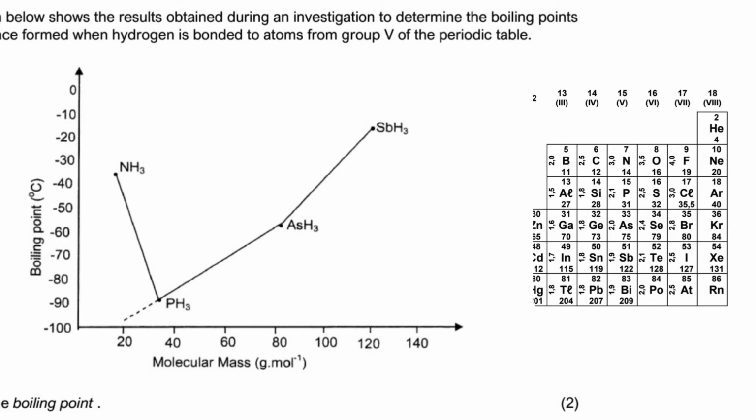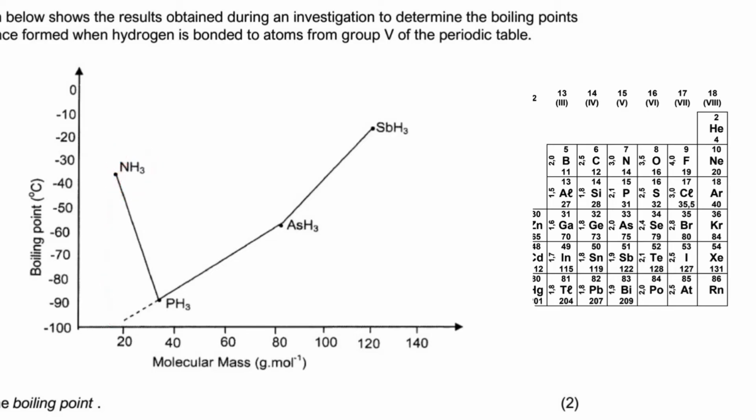Okay, guys, if you look at our graph here, it's boiling point versus the molecular mass, which is the size of these molecules. We can see from this graph, the one with the highest molecular mass is SbH3, followed by AsH3, then PH3, and lastly the ammonia, right?